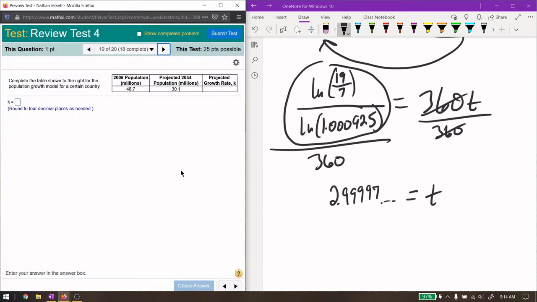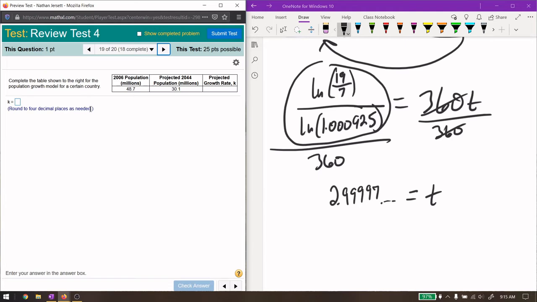All right, to complete the table, population growth, we don't know the K, the growth rate. We do know the starting amount and the projected amount. So in 2006, the population was 48.7. The projected 2044 population is 30.1. That means the population went down, so the growth rate should be negative.